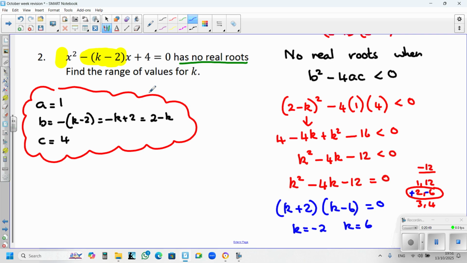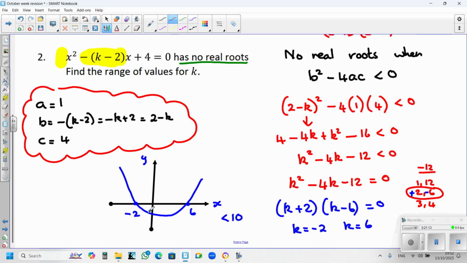Now, it was a positive k squared term, so we're going to draw it as a happy one. So when I draw that down, I've got a root at negative 2. I've got a root at 6. It's a happy one, so it does something like that. That's your x, that's your y. And I want the bit where it was less than 0. Less than 0 is the bit of the graph below the x-axis. So it's that continuous bit of graph there. It's all one. It's not broken.